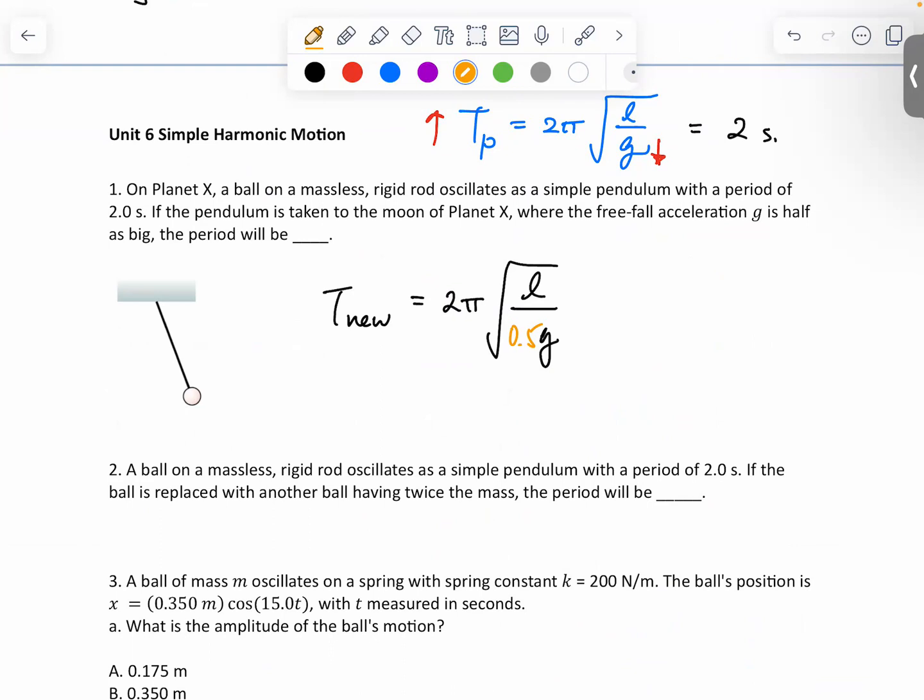Now, one way you can do it is to hypothesize some numbers. You may say, let me use 10 as g, set 1 for L, and calculate it. Or you can say, let me set g to be 9.8 and L to be 0.993, and then use half of the 9.8. That works, but I want to show you the conceptual way. How can we handle this?